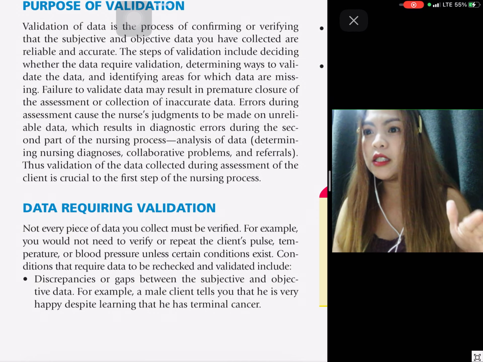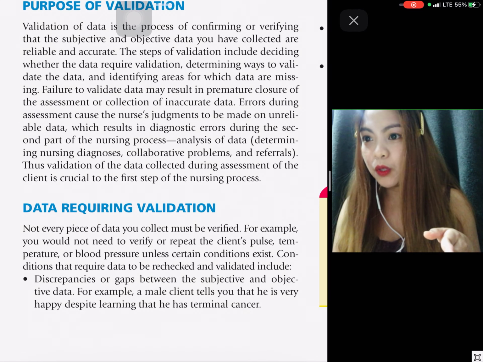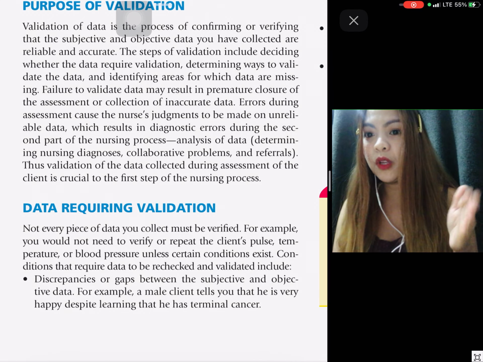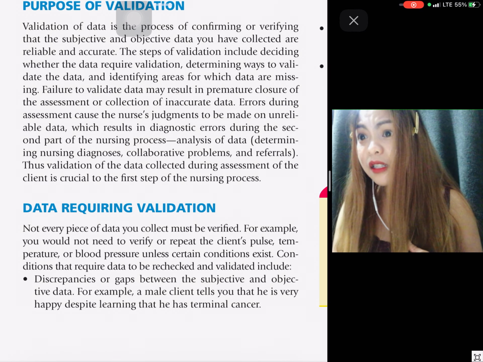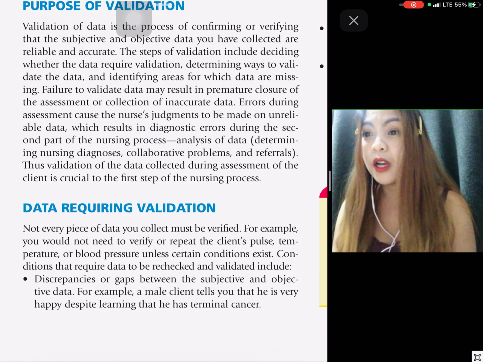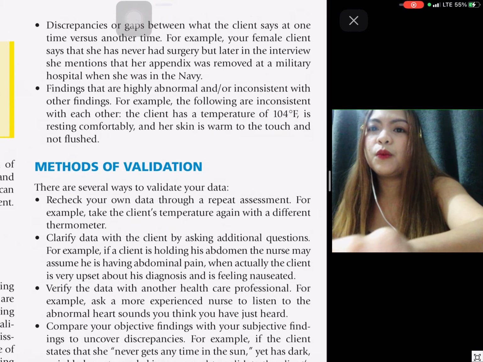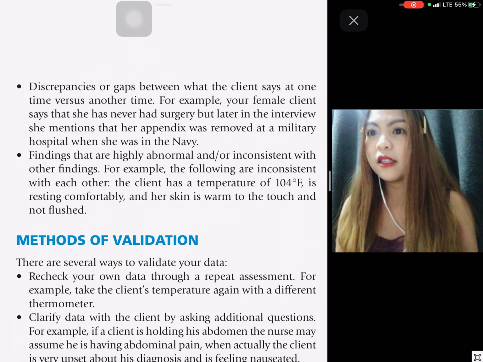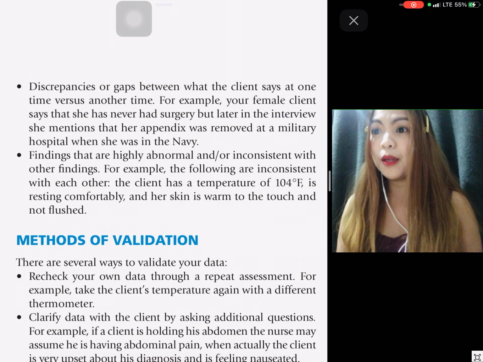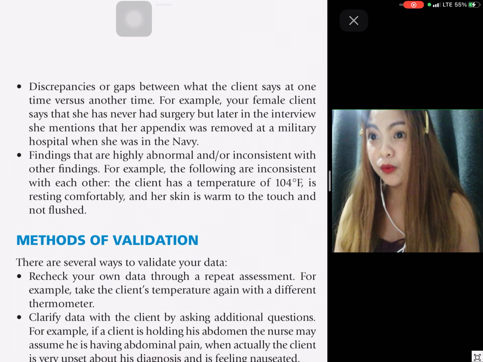First, discrepancies or gaps between the subjective and objective data. For example, we have a male client who tells you that he is very happy despite having terminal cancer. Kakarinig mo lang na may terminal cancer siya pero sobrang happy niya, so parang may something wrong. Next one, discrepancies or gaps between what the client says at one time versus another time. For example, a female client says that she has never had surgery, but later in the interview, she mentions that her appendix was removed at a military hospital when she was in the Navy.